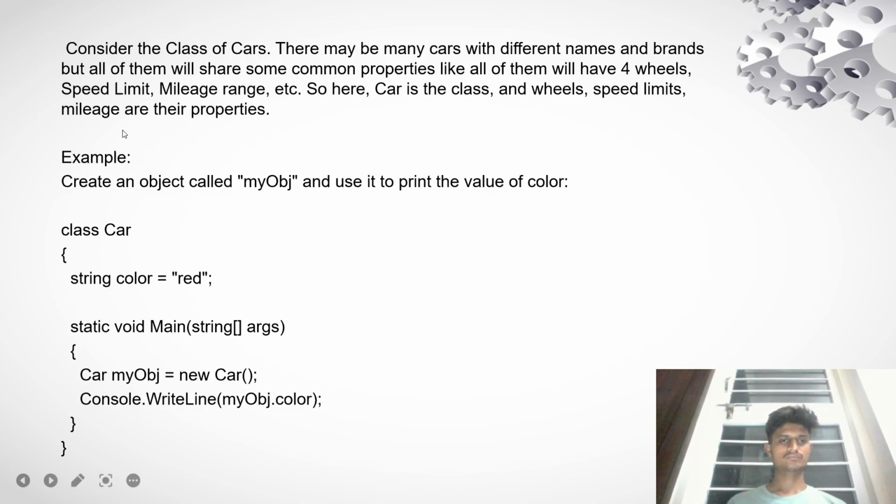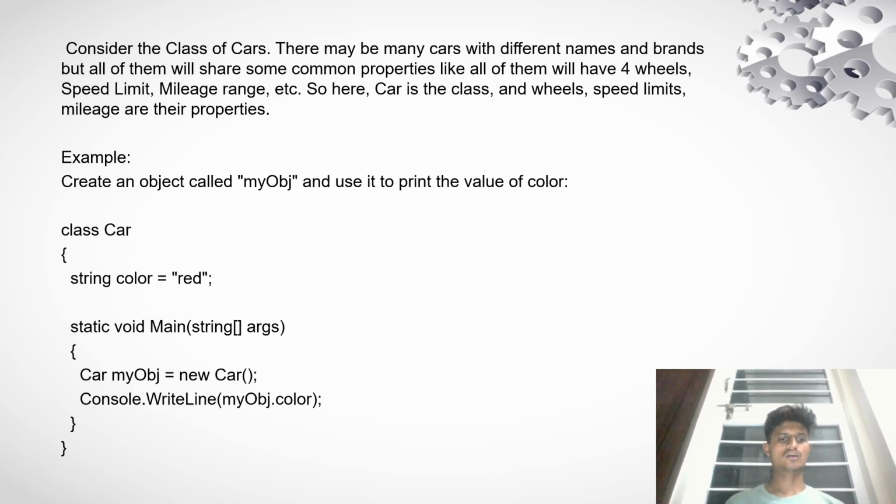By knowing this example, you will get some idea about class and object. If you do not understand, we will see another example: create an object called myobj and use it to print the value of color. We will create a class named car, then give the color red. We will create an object: Car myobj equals new Car. This is the syntax.